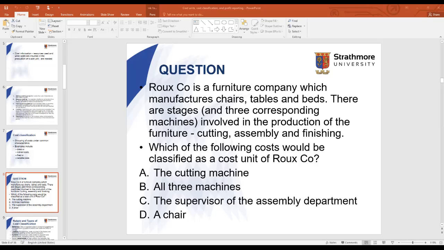Their main work is to give the final commodity, not to cut, not to assemble. The main business is not about cutting, assembly, or finishing. It is about making chairs, tables, and beds. But to get there, they must do the cutting, the assembly, and the finishing. However, that's not the cost unit. Now, having said that, what's the answer?